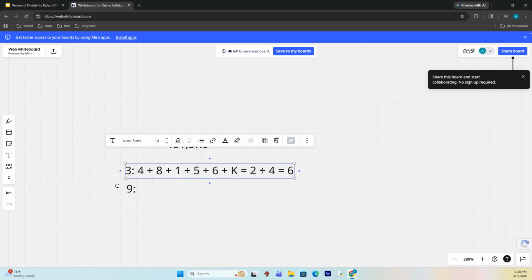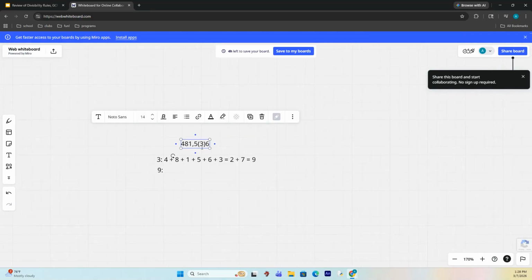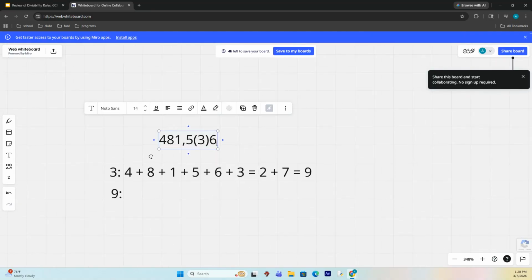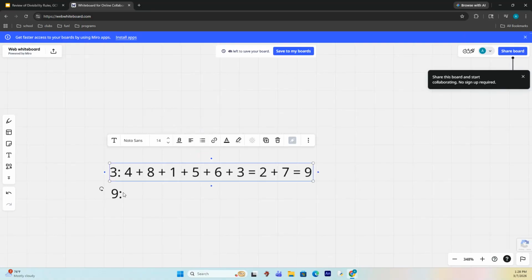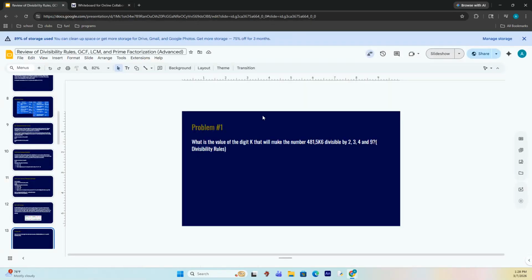So if this plus k was a 3, this would give us an answer of 27. And if you didn't know the 27 is divisible by 9, you could add 2 and 7, giving you your answer of 9. Telling us that the likely value of k is 3, as that's what makes both 3 and 9's rule satisfied. 2 still stays satisfied due to this 6, so all that's left to check is 4. In case you don't remember, 4's rule is the last 2 digits have to be divisible by 4. So 36 divided by 4 is 9. It does divide evenly. So the answer would be 3.